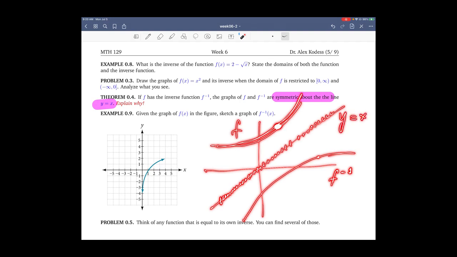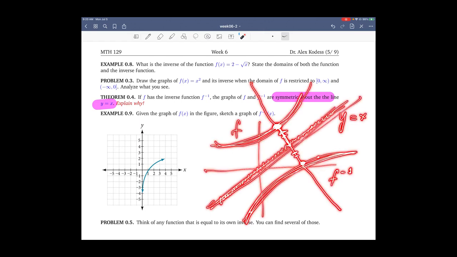If you reflect that point on the graph of f about the mirror y equals x, so you put a perpendicular line through that point perpendicular to line y equals x, the point on that line that is at the same distance as it is from the original point on the graph of f will be on the graph of f inverse. The graph of f inverse is the mirror image of the graph of f when the mirror is located along the line y equals x.